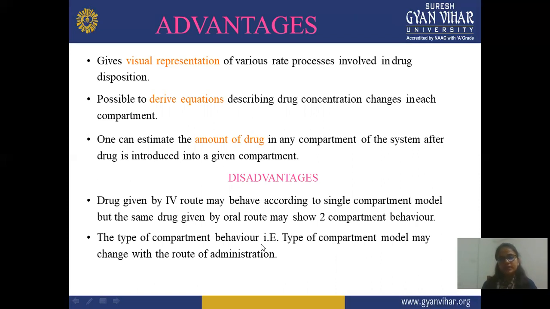The next disadvantage is that the type of compartmental model may change with the route of administration. Suppose you are giving your drug by IV route, then it will show only one compartment, or a single compartmental model. If you are giving the drug by oral route, then it can show a two compartmental model, or by any other route it may show a three compartmental model also. So there may be changes due to the route of administration, showing one compartment or multi-compartment behavior.